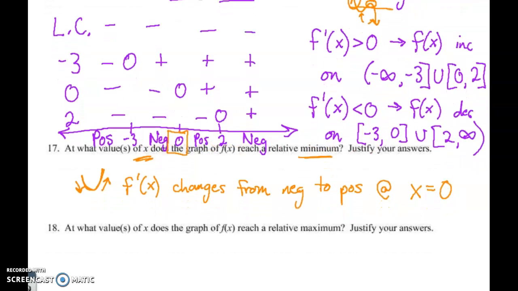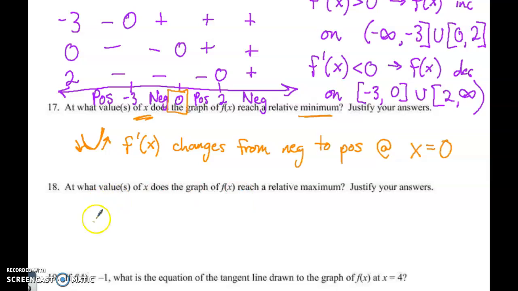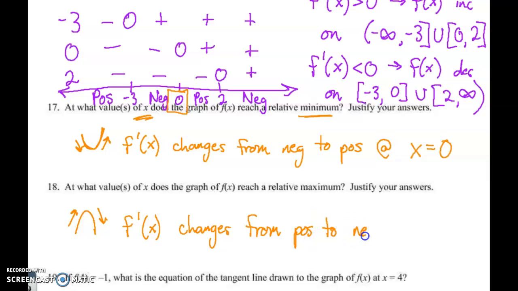All right. So relative max would be the opposite. We want to go from increasing to decreasing. Well, that means that the derivative changes from positive to negative. Well, where does that happen? X equals -3 and x equals 2.